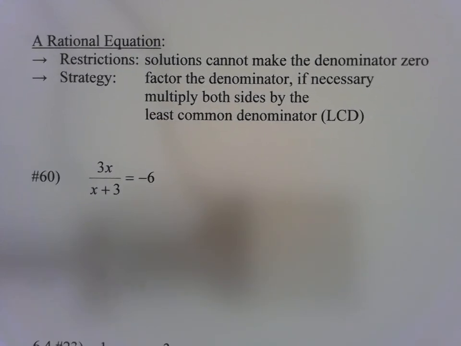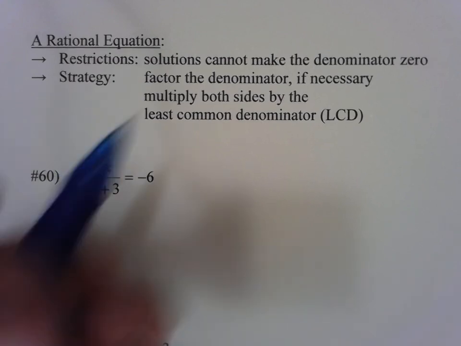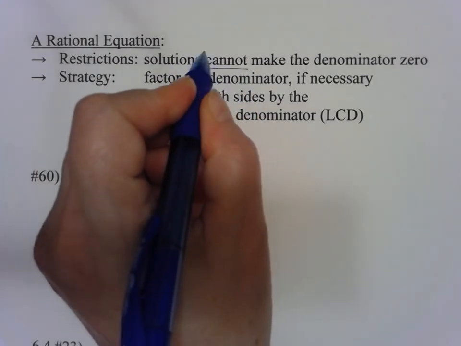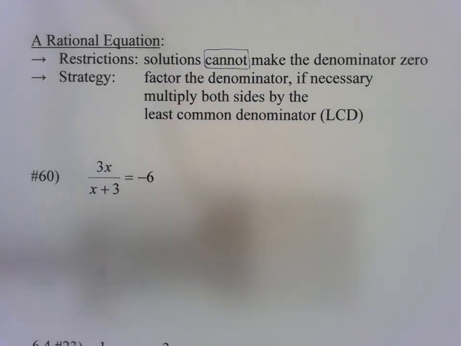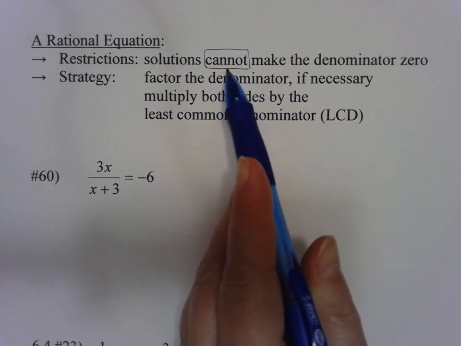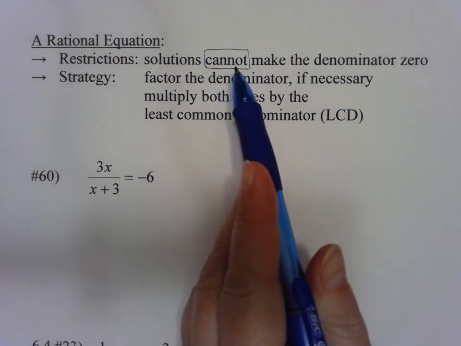Okay, so a rational equation is going to be an equation that has a fraction in it with variables. Just like we said before, the solutions cannot make the denominator 0. So I usually jot down what number would make the denominator 0 off to the side. And when I'm done with my problem, I need to just double check that I didn't get that number because it's not going to work.